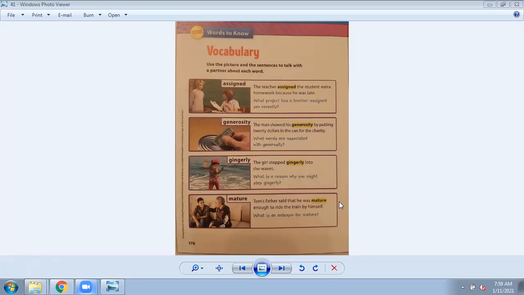The girl stepped gingerly into the waves. Okay, so that means that she walked into the waves in a very careful and cautious way. Thank you, Tahir.